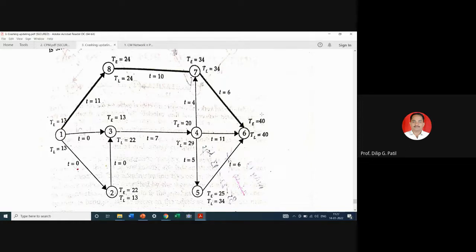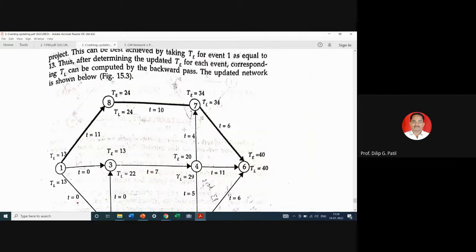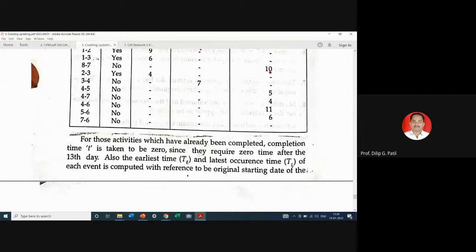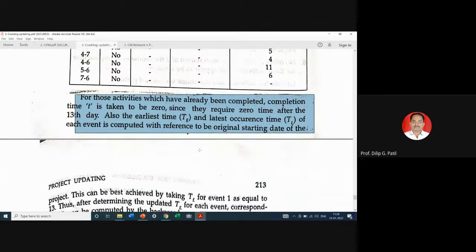There will be slack of 0. So we will consider all these events as critical, and the path joining all these critical events will be the critical path. So 1 8 7 6 will be our critical path. For those activities which have already been completed, completion time T is taken as 0. This is important since they require 0 time after 13 days. Also the earliest times and latest event times of each event are computed with respect to the original starting date of the project.